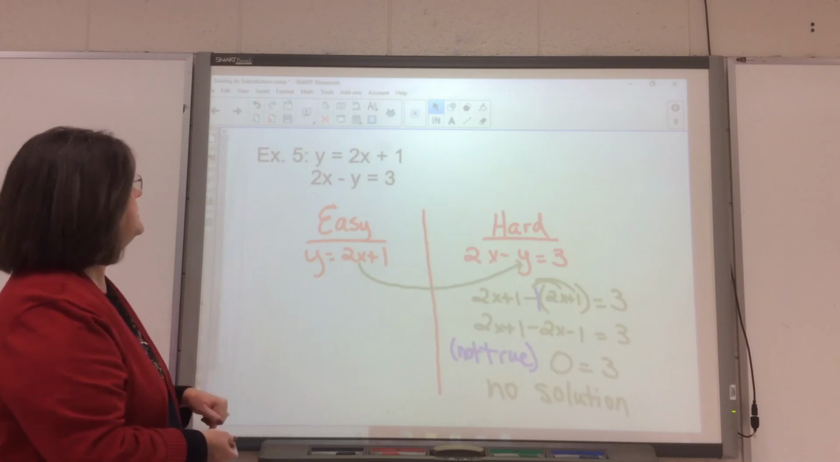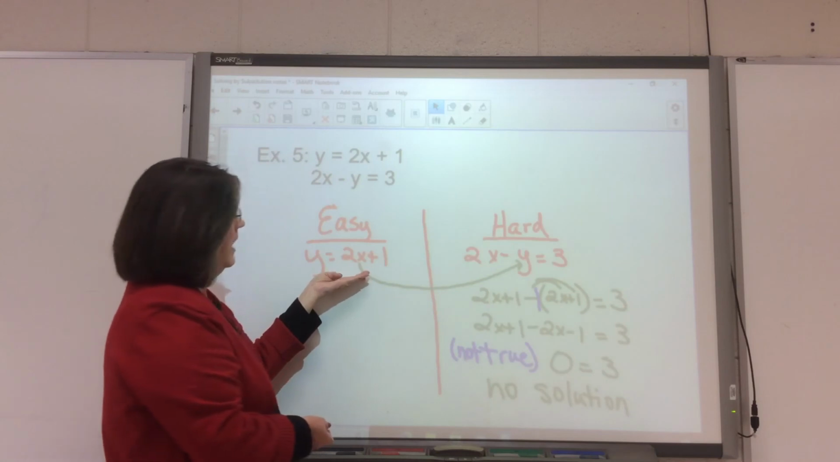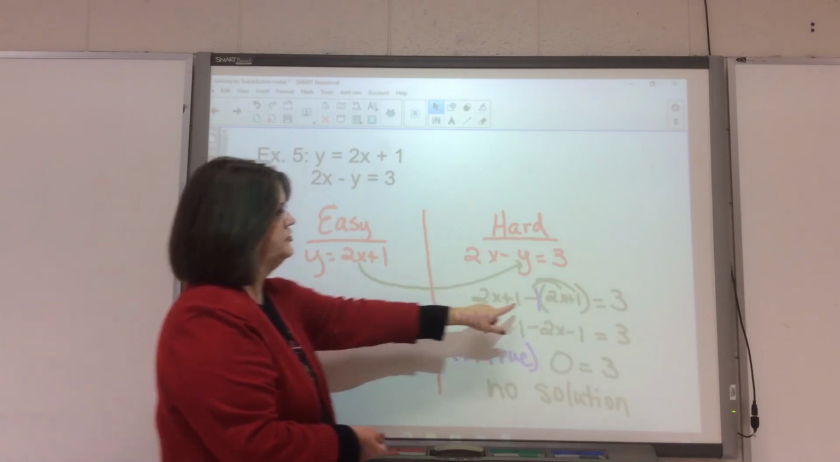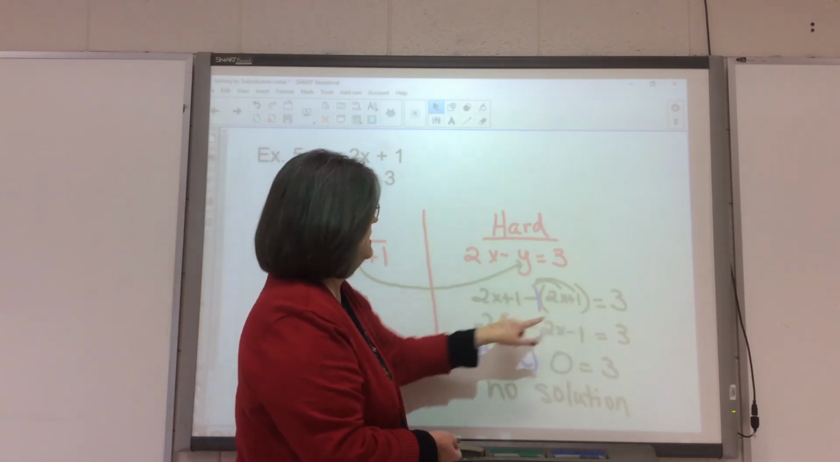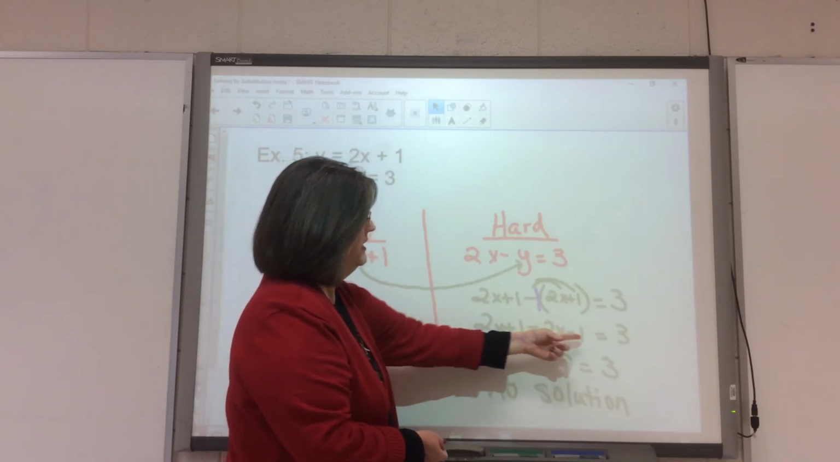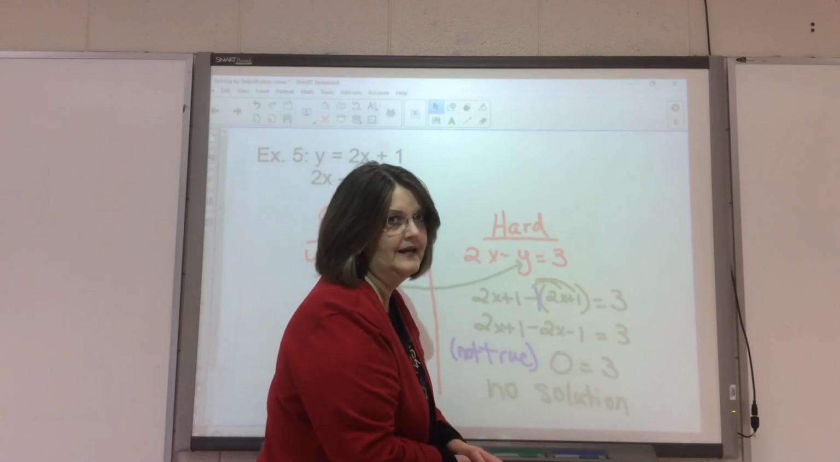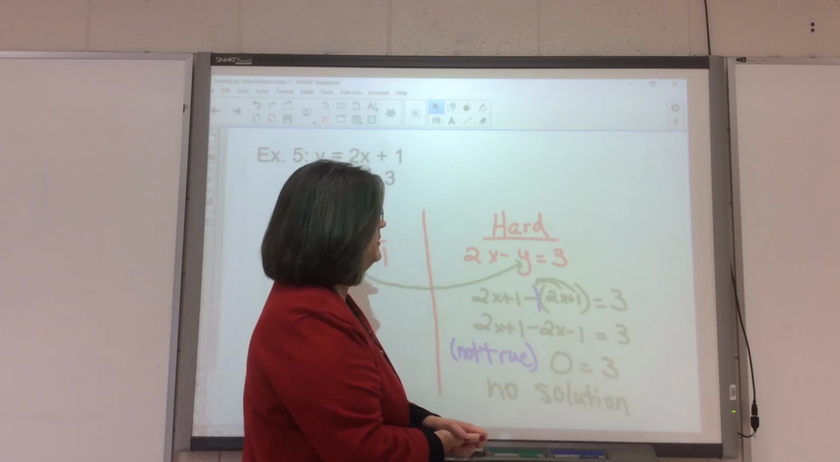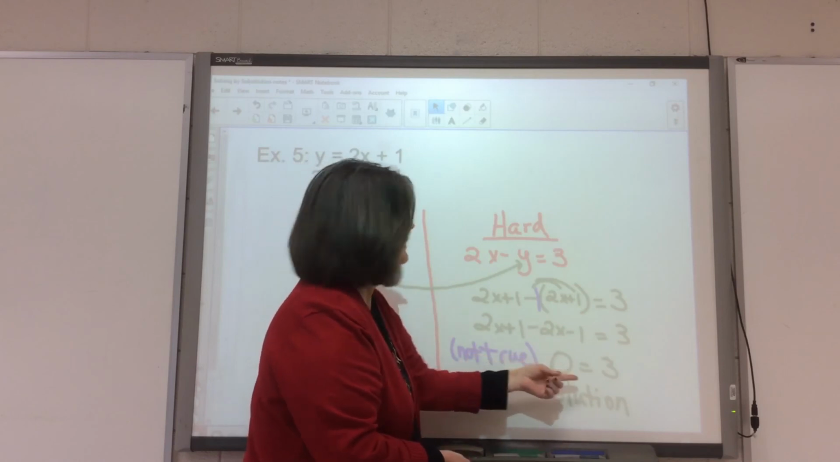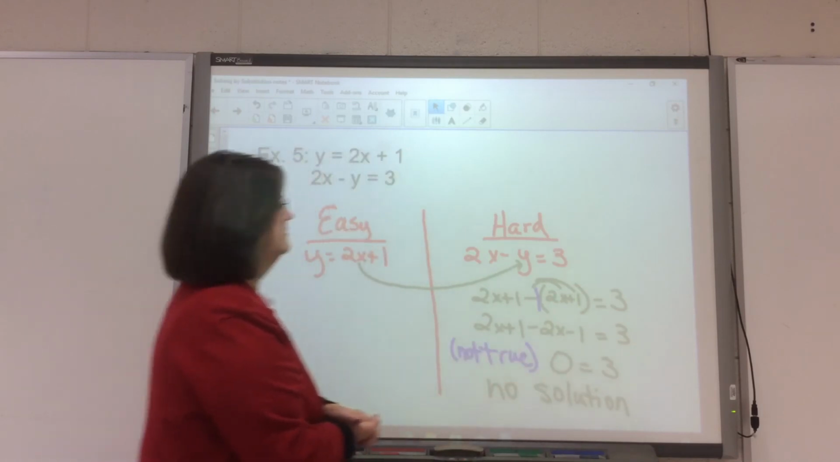All right, let's look at this one. Easy, hard, here's my y equals 2x plus 1. Be sure to distribute the negative sign. The 2x's cancel out. I end up with positive 1, negative 1, which is 0. Does 0 equal 3 on any planet? No, it doesn't. So we end up with a statement that's stupid looking. 0 equals 3, that's a stupid answer. This is no solution. Thank you.